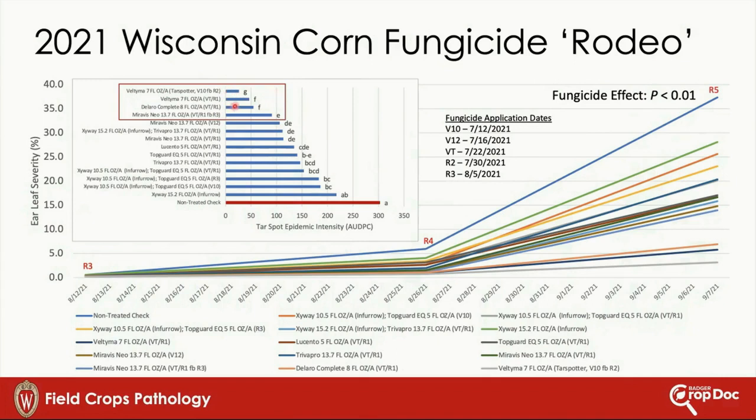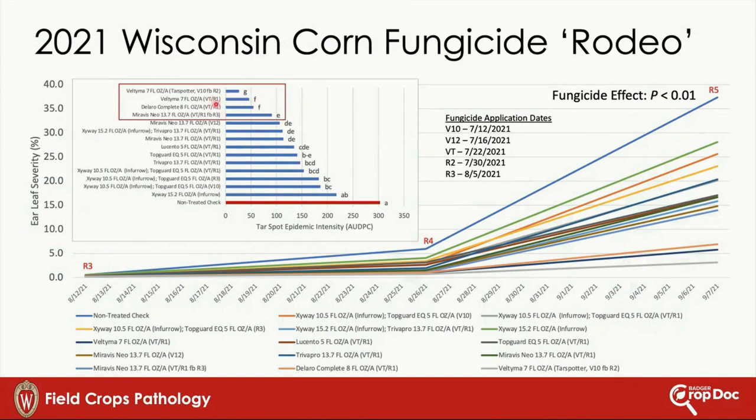So the bar chart is the same data as the line graph. It's just a little easier on the eyes. And you can see that some of the lowest disease levels or lowest disease intensities were from the Tar Spotter applied fungicides. So again, if we choose the right product, we can really optimize the application timings of those products, and it was better than anything else from a disease standpoint in there.